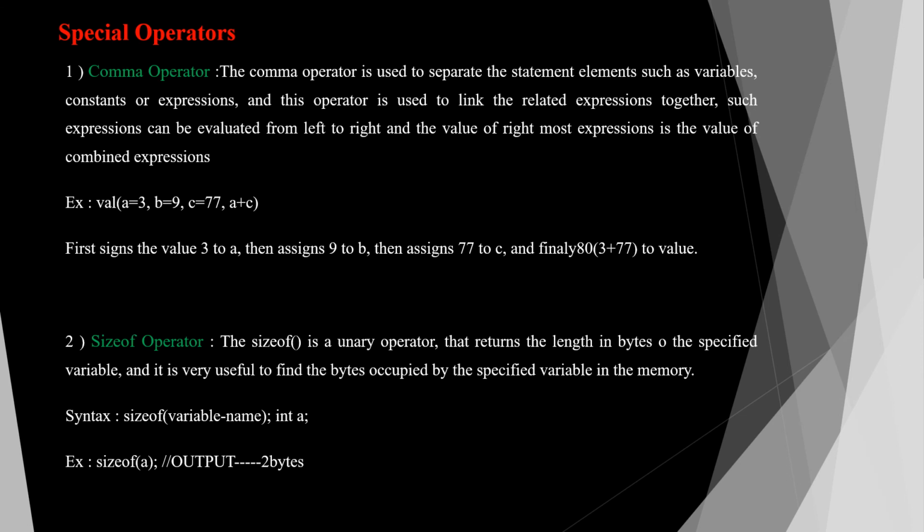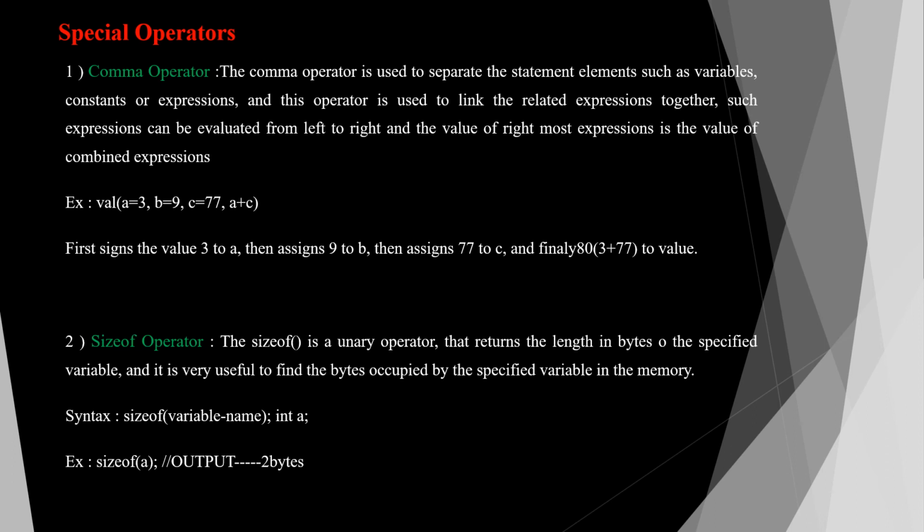Then go to the next slide, special operators in C programming. The first special operator is the comma. The comma operator is used to separate the statement's elements, such as variables, constants or any expression. This operator is used to link related expressions together. The expressions can be evaluated from left to right, and the value of the rightmost expression is the value of the combined expression.